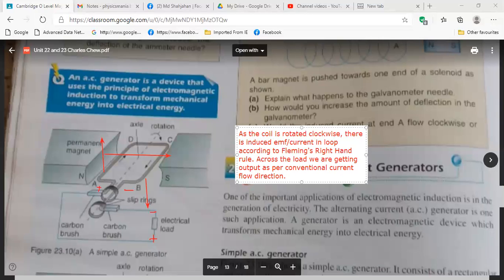So this part you understood, what I wrote? Yes, sir. We are getting the conventional current flow direction, and other things we already discussed, like the magnetic field lines being cut over there. We know that one.